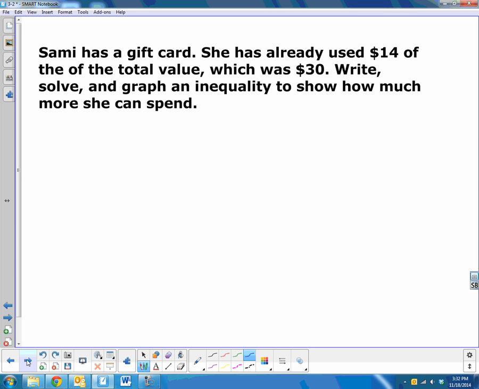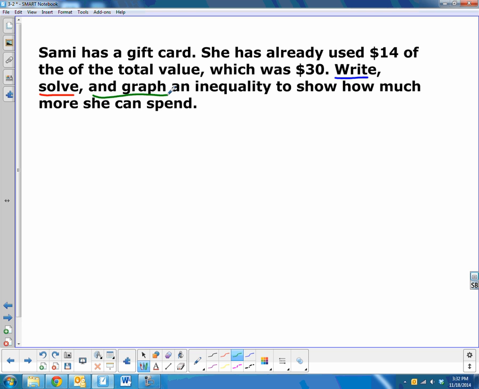Last little bit here, Sammy. Sammy has a gift card. She's already used $14 of the total value, which was $30. She has a $30 gift card for Hanukkah or Kwanzaa or Christmas or something, and she used $14 of that. So we need to write, solve, and graph an inequality. So we have 3 things that we have to do here.